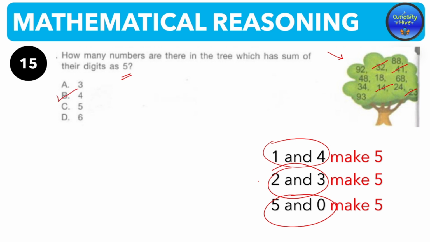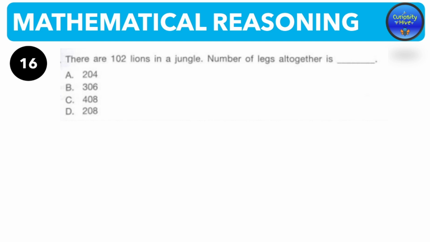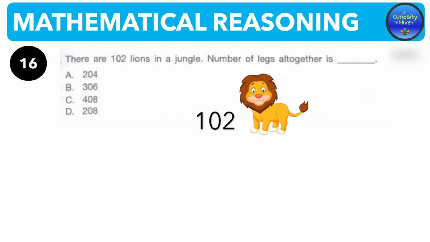Next question. There are 102 lions in a jungle. What are the number of legs altogether? Well, this is a simple multiplication. So 102 times 4 equal to 4 times 2 is 8, 4 times 0 is 0, and 4 times 1 is 4. So your answer is option C. I hope you've got this right.